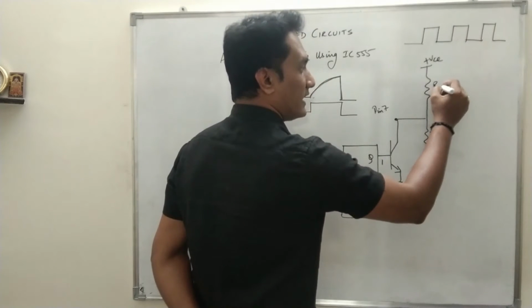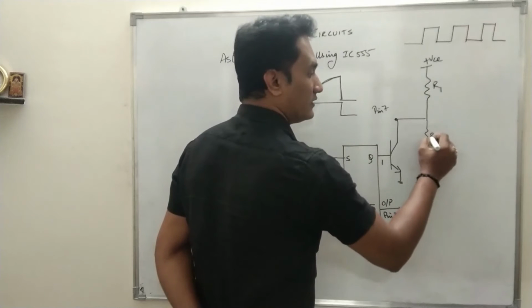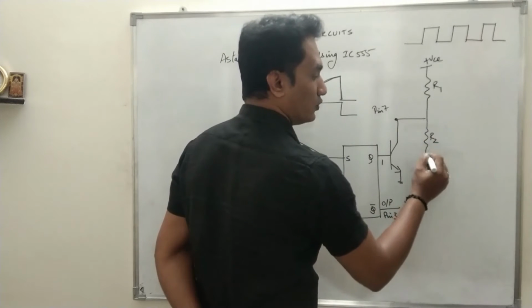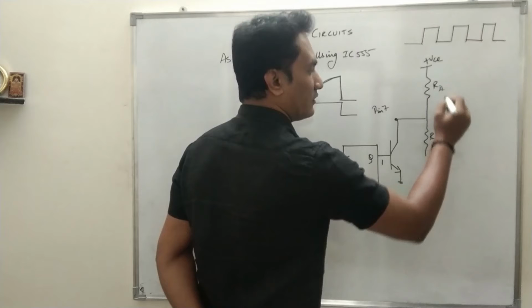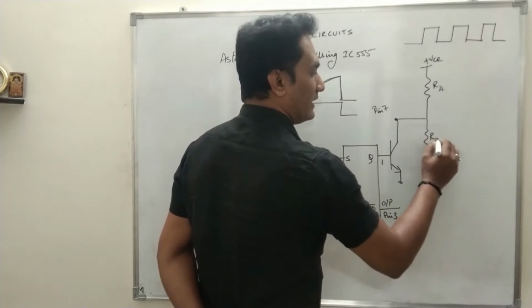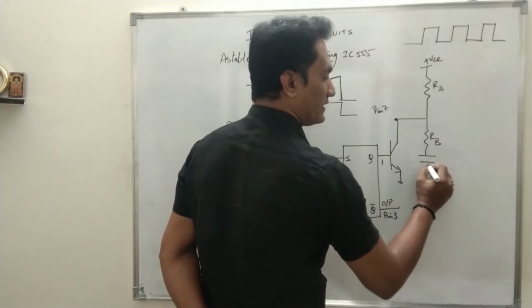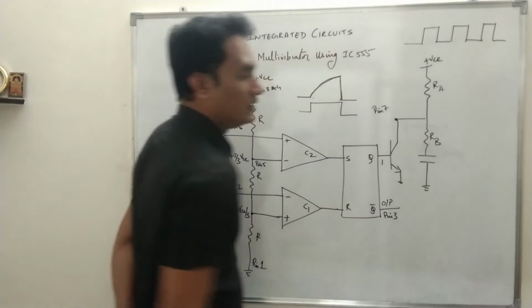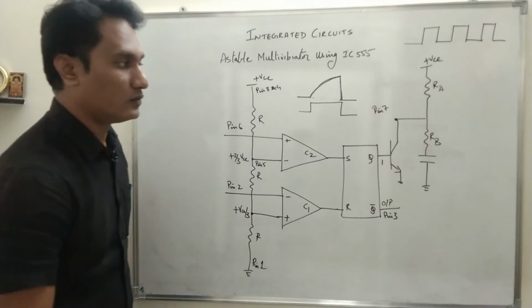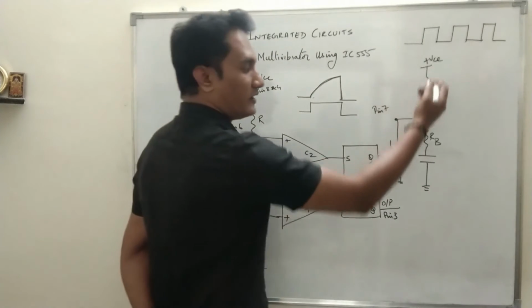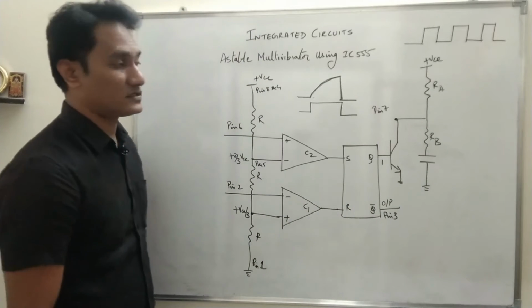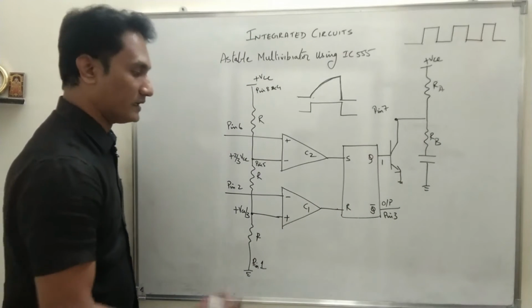So I will call this R1 and I will call this R2. Or I can say we can call them RA and RB, and one capacitor which is connected to ground. Okay, so that is what we will do. So that is the modification which we have done in the case of an astable multivibrator.